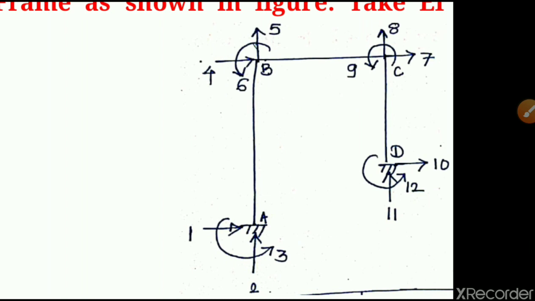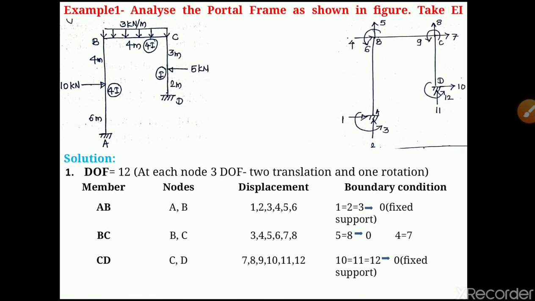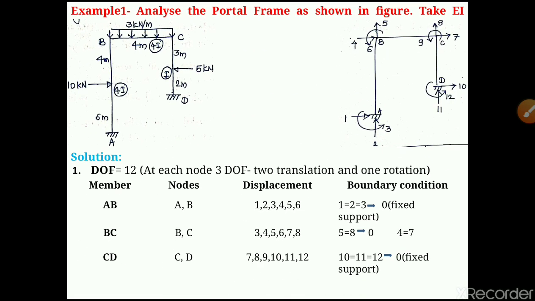Similarly at joint C, continue the numbering. Number 7 is horizontal translation, 8 is vertical translation, 9 is rotation, and similarly at D, 10, 11, 12 are horizontal translation, vertical translation and rotation. So here total degrees of freedom are 12, 3 at each node. Then make the tabular format, write down the first column as members. There are 3 members, member AB, BC and CD. Write down their associated nodes and displacements, and in the last column write down the boundary conditions.